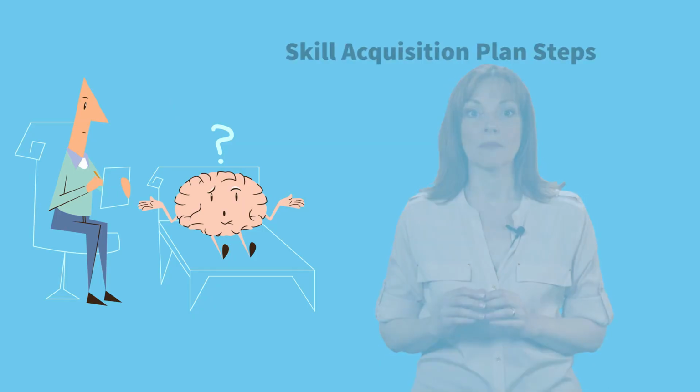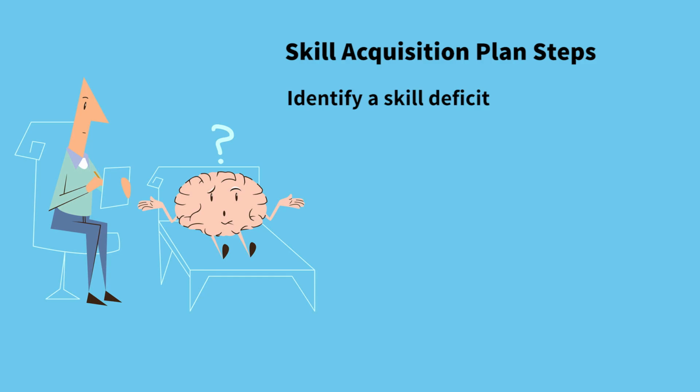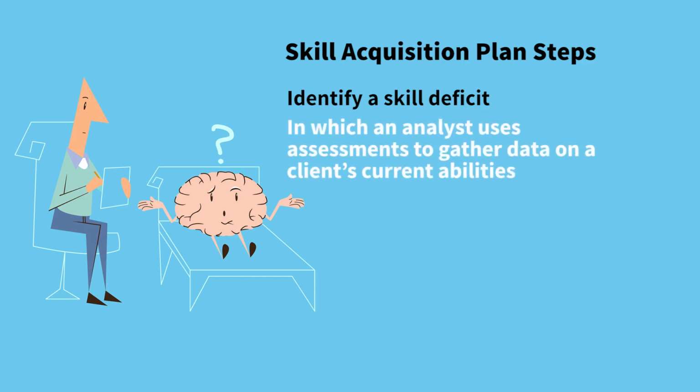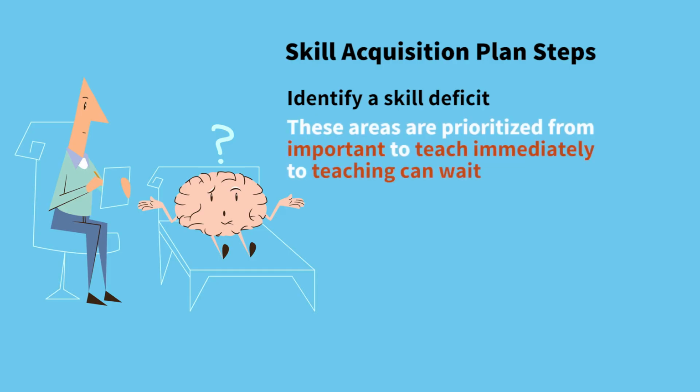1. Identify a skill deficit, in which an analyst uses assessment to gather data on a client's current abilities. The data is analyzed and areas of weakness are identified. These areas are prioritized from important to teach immediately to teaching can wait. For example, a skill deficit may be identified when a child is unable to identify common objects by name.